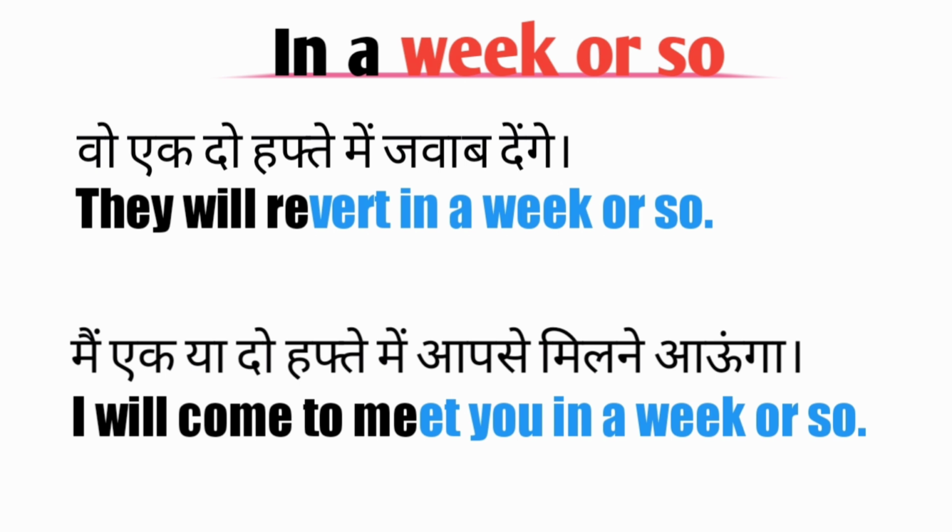वो एक दो हफ्ते में जवाब देंगे. Okay, they will revert in a week or so. The second sentence would be मैं एक या दो हफ्ते में आपसे मिलने आऊँगा. Then I could say in English, I will come to meet you in a week or so. Again, I'm saying I'm going to be slow because you need to understand what I'm saying in English.